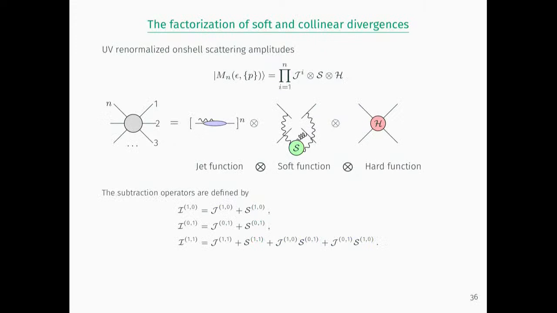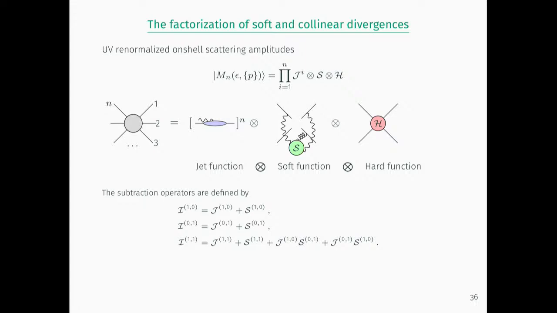What you can do is write down any amplitude and factor out all the collinear pieces, which are called the Z function, and all the soft pieces containing soft divergences. Once this factorization happens, whatever is left is called the hard function. The Z and soft functions are universal, and the hard function depends on the process.